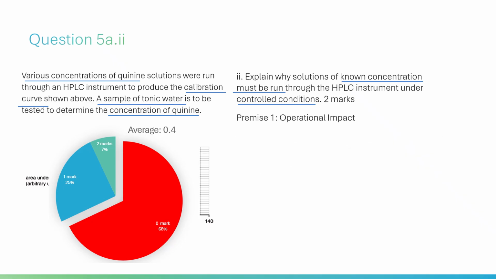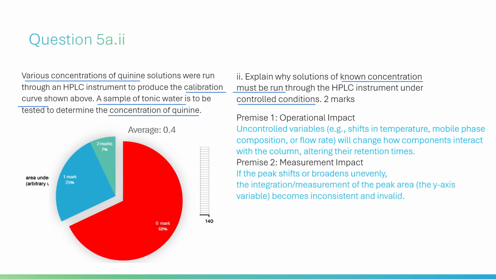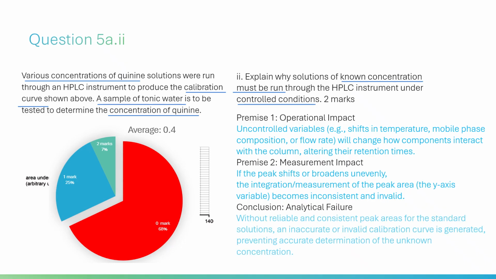Premise 1. Operational impact. Uncontrolled variables, e.g., shifts in temperature, mobile phase composition, or flow rate, will change how components interact with the column, altering their retention times. Premise 2. Measurement impact. If the peak shifts or broadens unevenly, the integration measurement of the peak area, the y-axis variable, becomes inconsistent and invalid. Conclusion: analytical failure. Without reliable and consistent peak areas for the standard solutions, an inaccurate or invalid calibration curve is generated, preventing accurate determination of the unknown concentration.